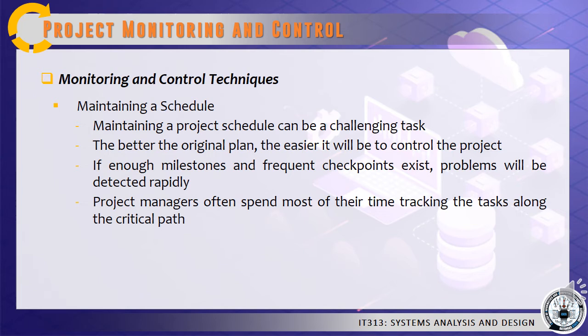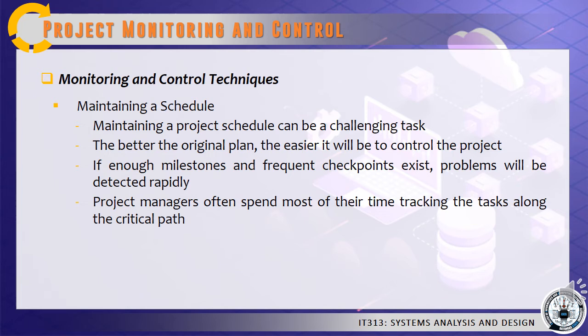The better the original plan, the easier it will be to control the project. If clear, verifiable milestones exist, it will be simple to determine if and when those targets are achieved. If enough milestones and frequent checkpoints exist, problems will be detected rapidly. A project that is planned and scheduled with PERT/CPM can be tracked and controlled using these same techniques.